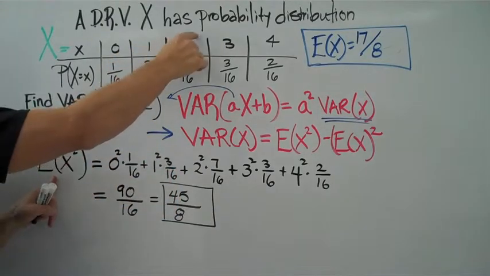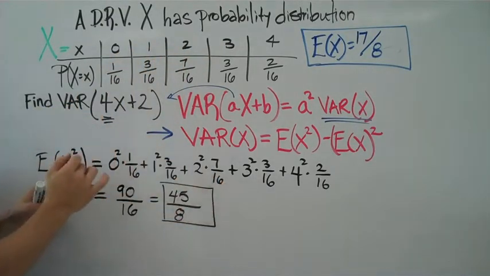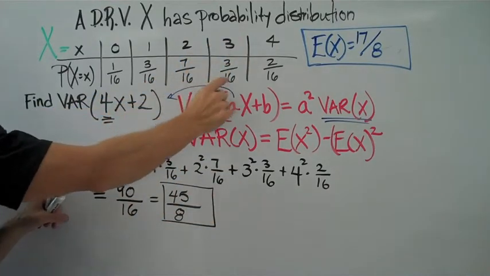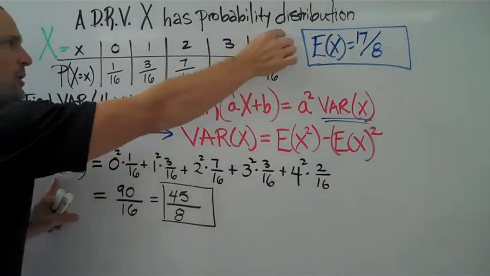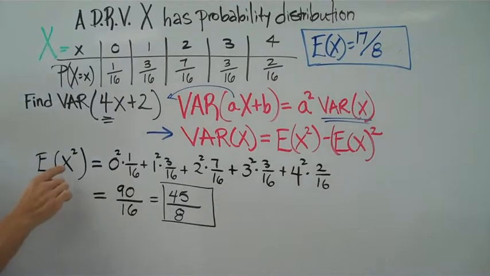Add it to 2 squared times its probability, right there. Add it to 3 squared times its probability. Add it to 4 squared times its probability. Why are we squaring it? Because we're not finding the expected value, we're finding the expected value of x squared.